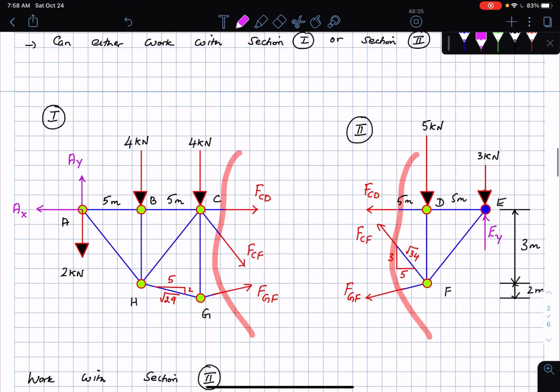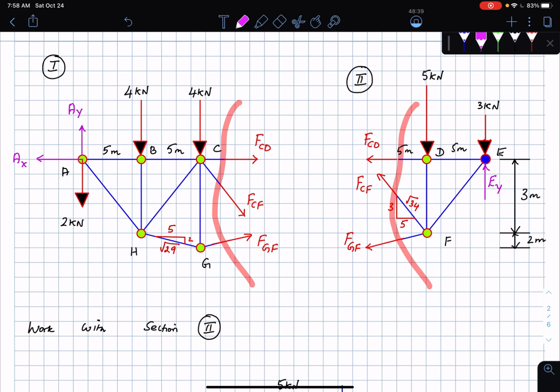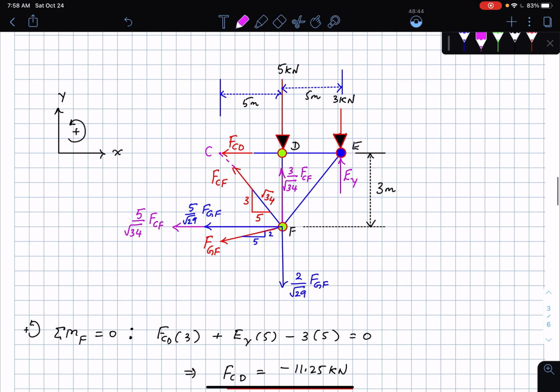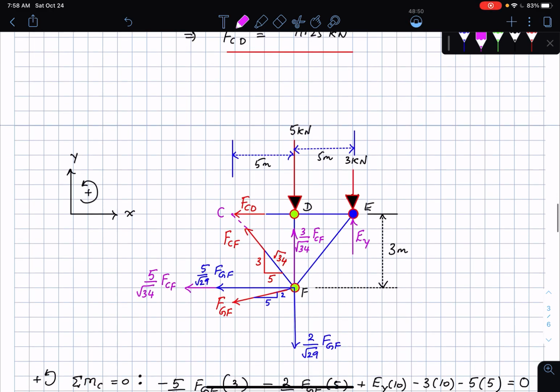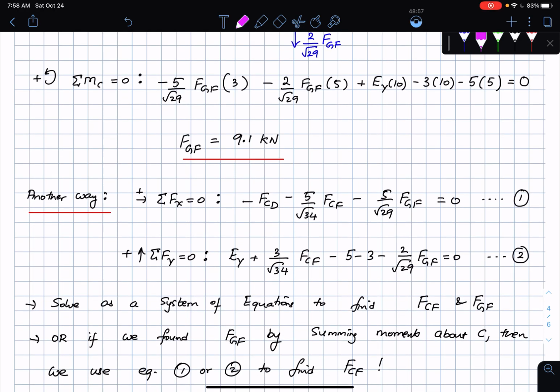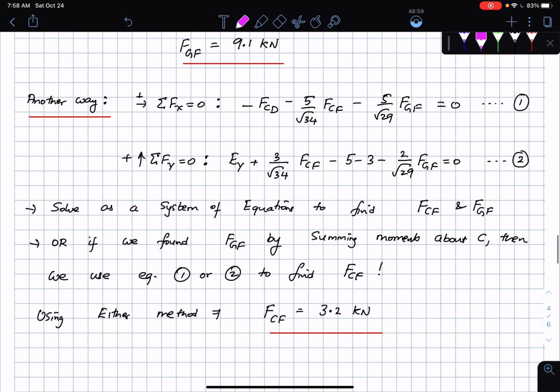After this I can either work with section 1 or section 2. I'll work with section 2. Then I can find the sum of forces and sum of moments. It depends on your choice and what you want to do. I chose to do moments about 2 points here, and then sum of forces in one direction. But I can also do moments about 1 point and then sum of forces in X and Y, and use a system of equations to solve for it.